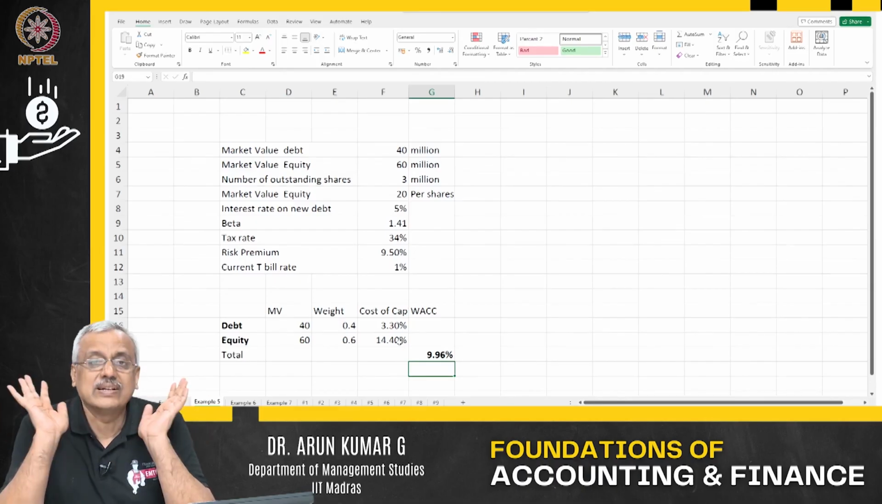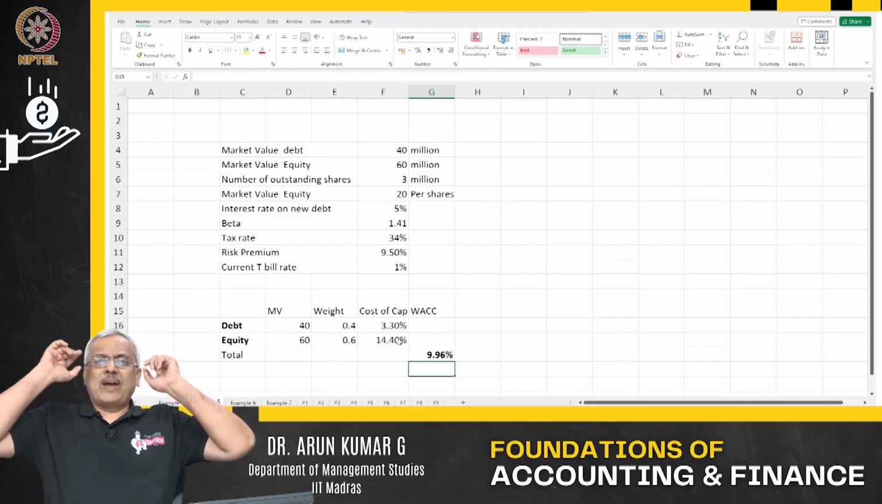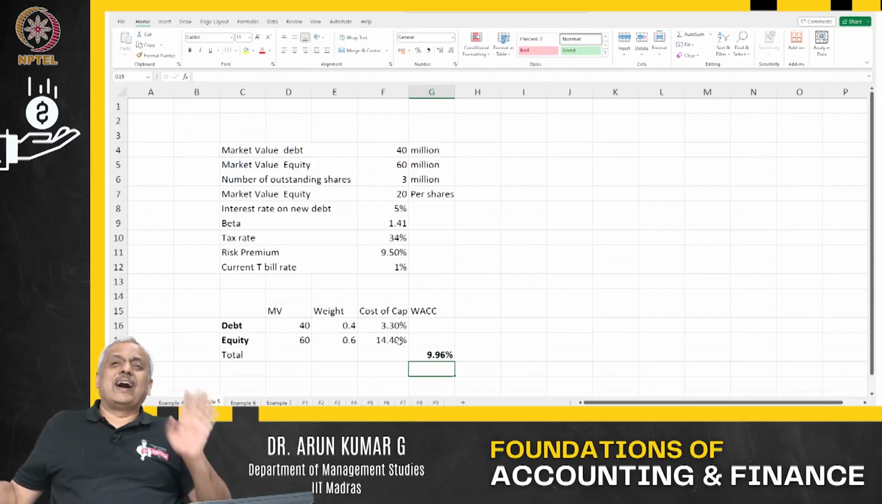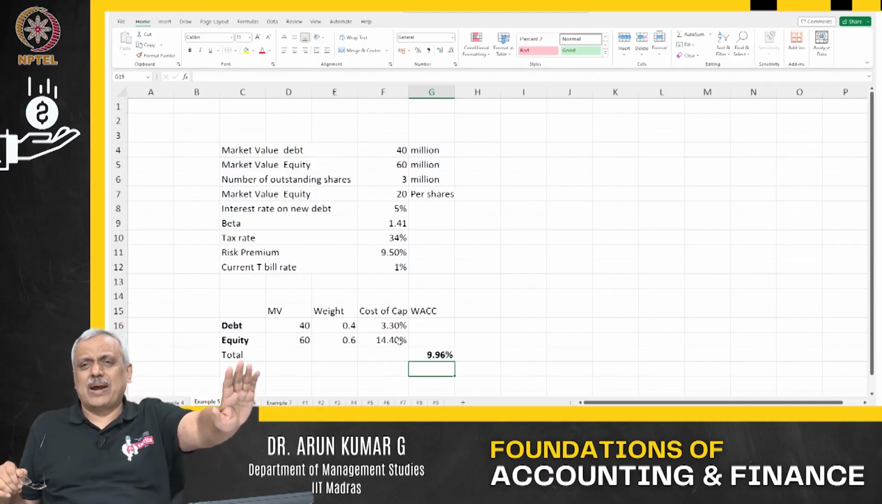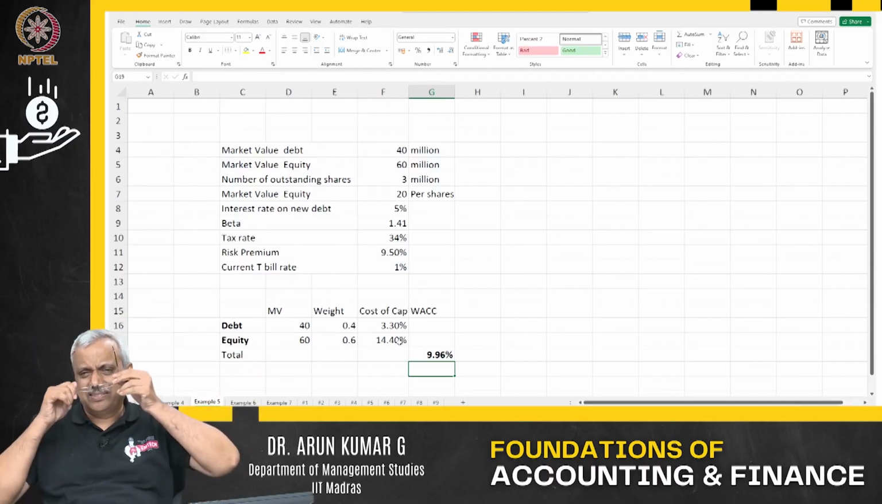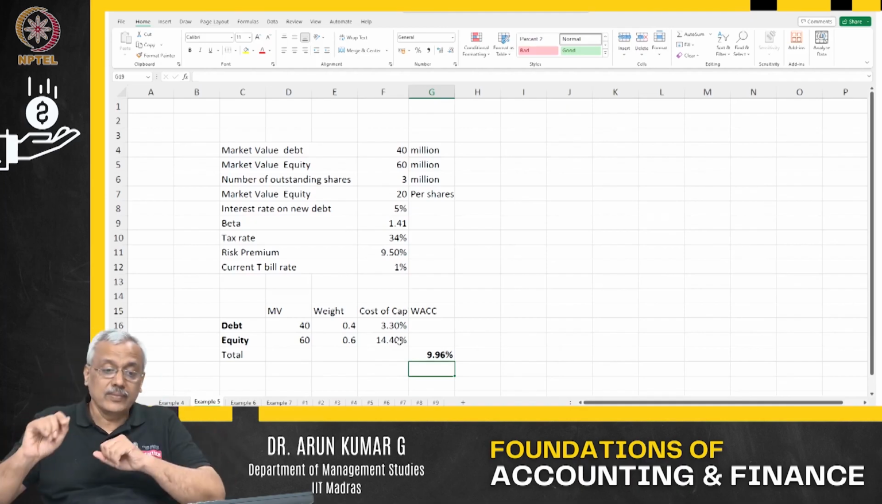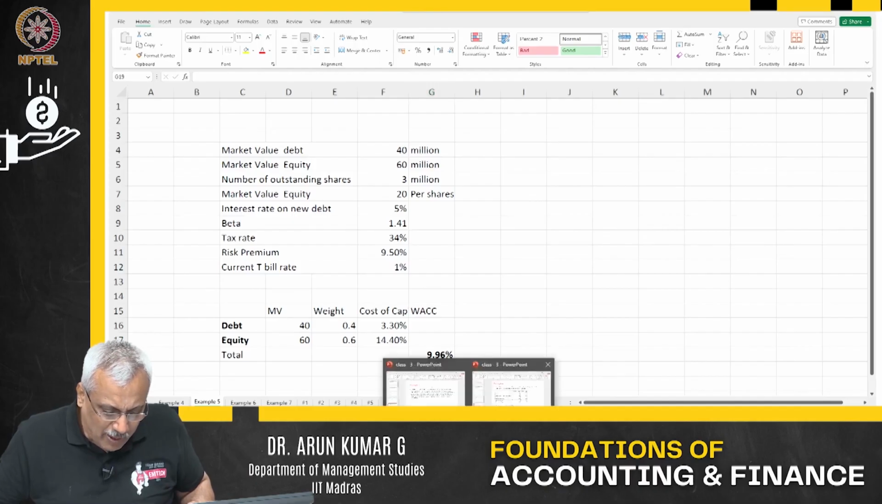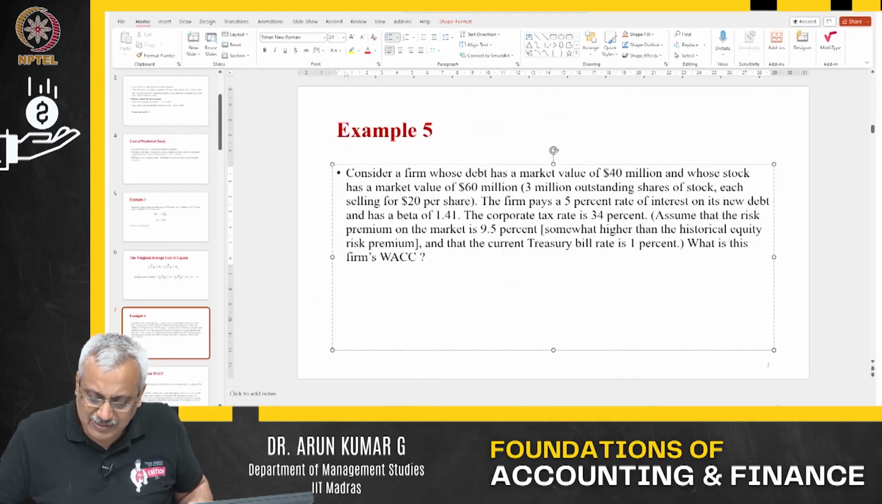Just multiply by the weights. Now, what is the cost of capital of this firm? The cost of capital of this firm is about 9.96% on an average. The weighted average cost of capital for this firm is 9.96%. Let us go back to my presentation and move to the next slide, the next aspects.